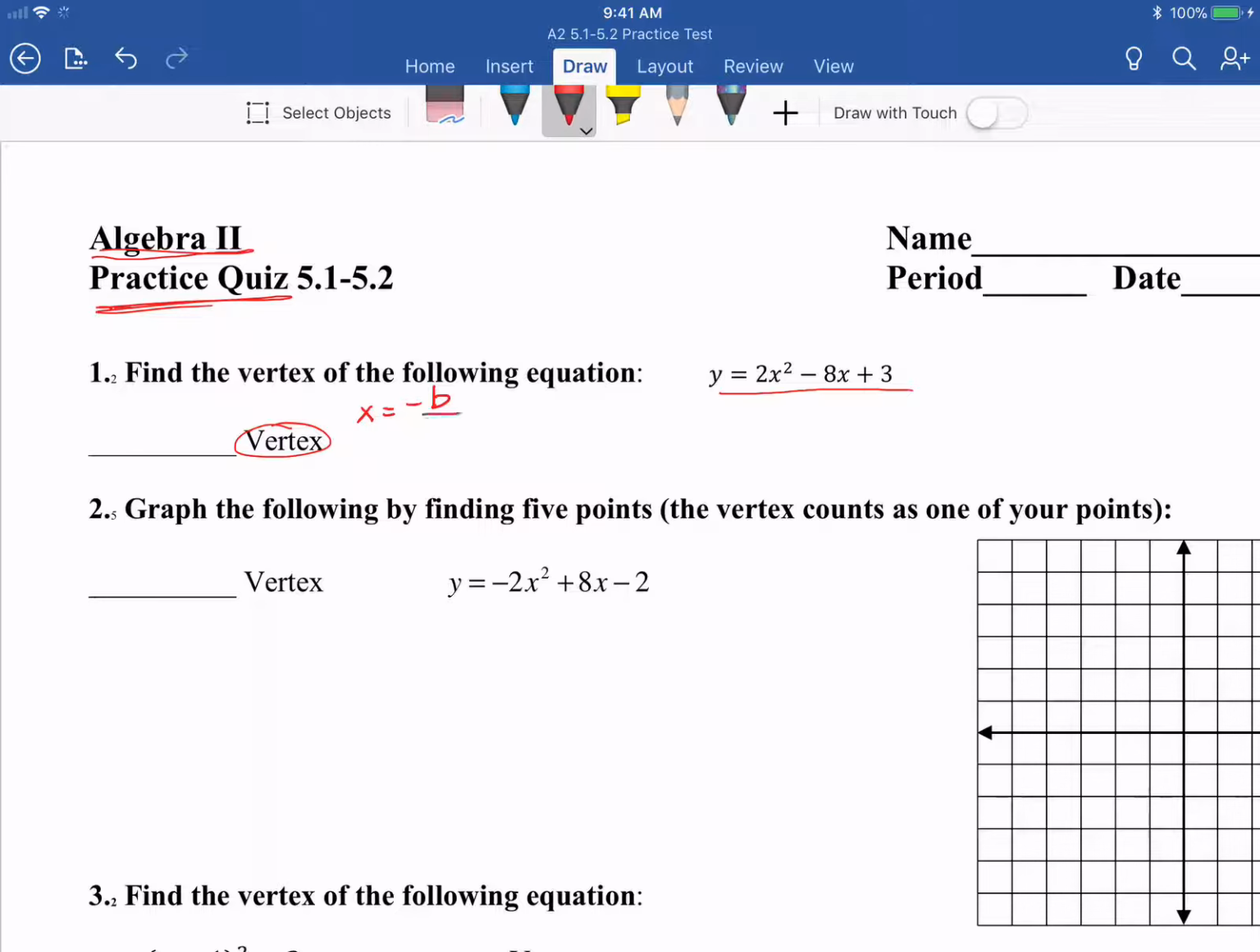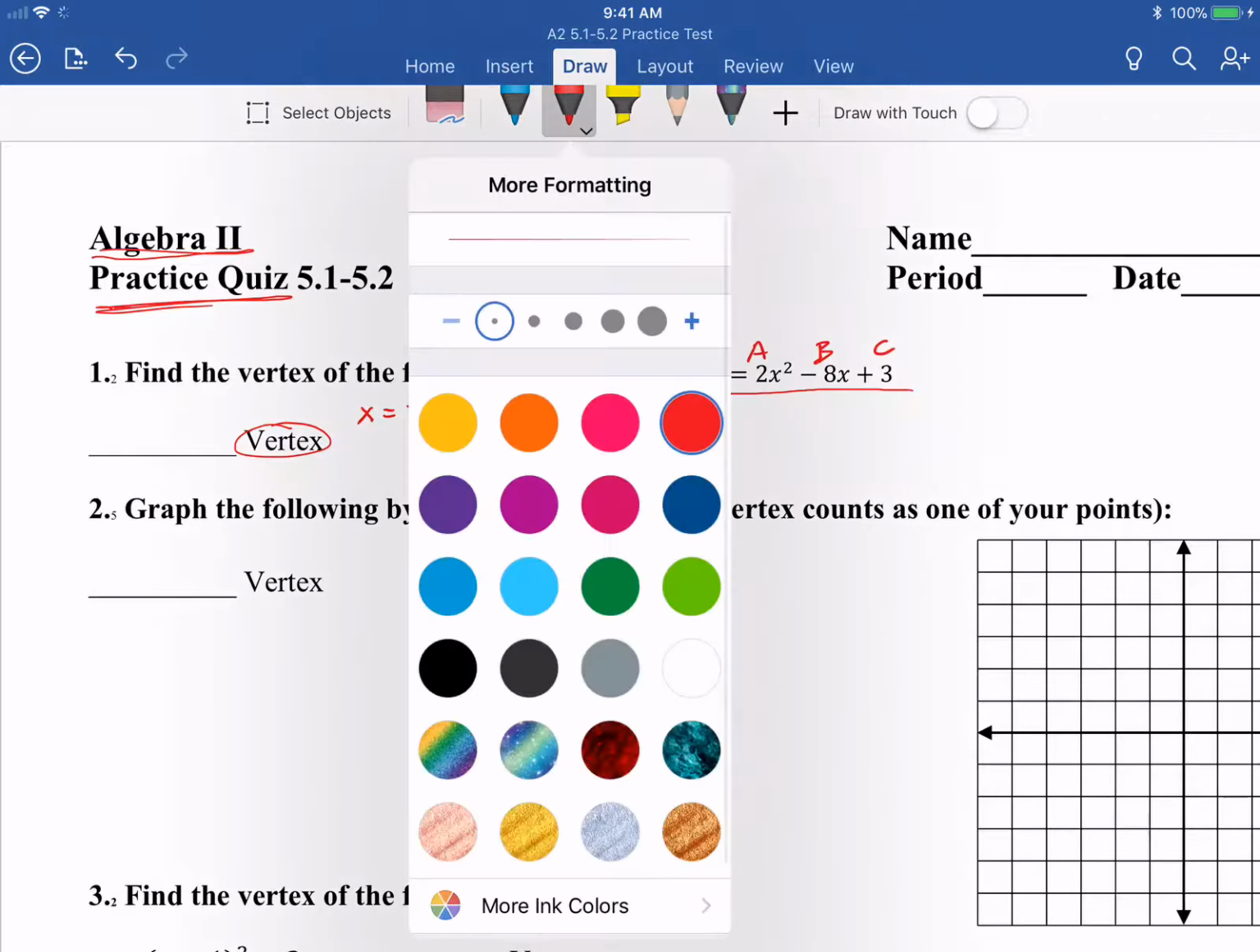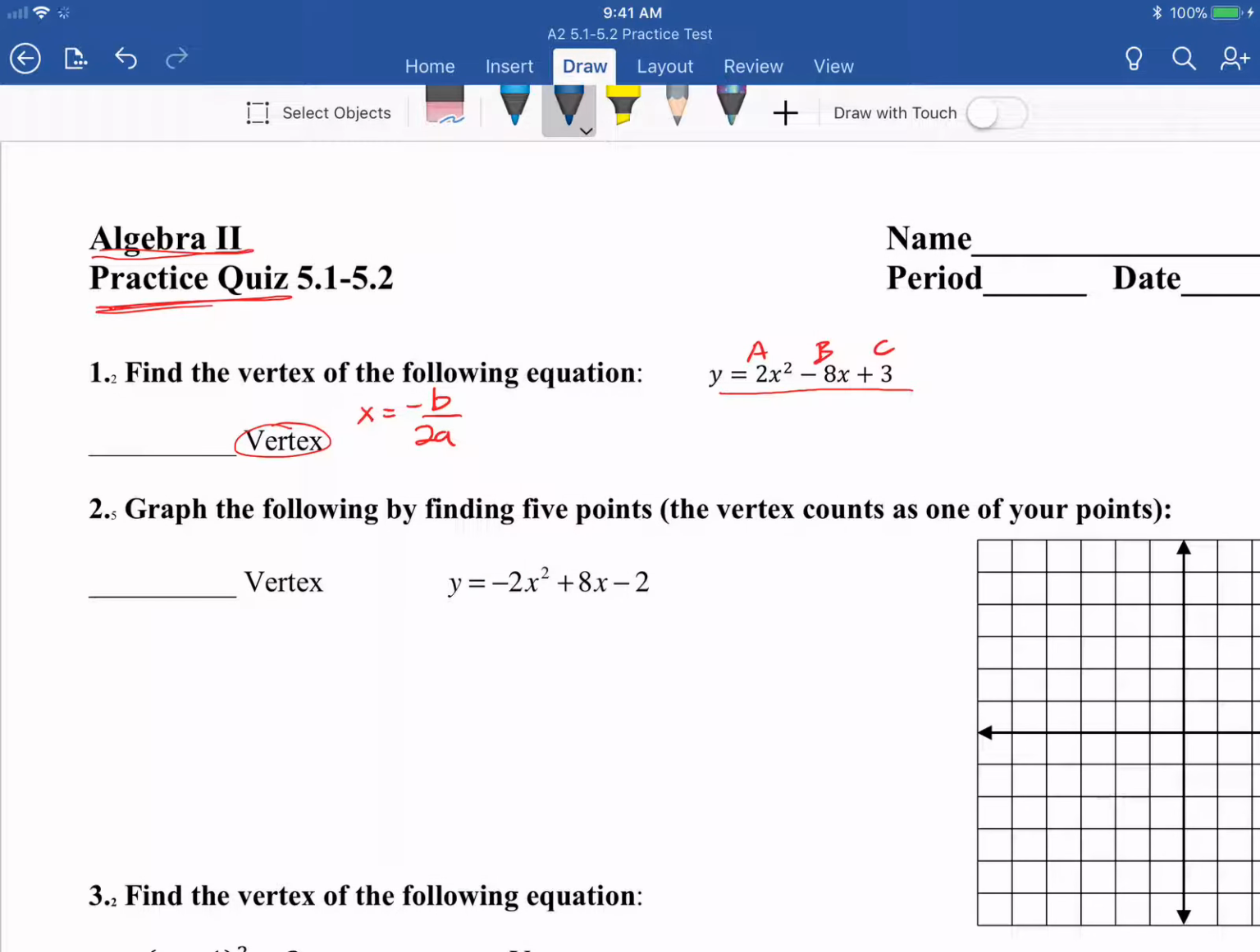x equals the opposite of b over 2a. So I know that my a is 2, my b is -8, and my c is 3. If I plug this into the equation, I get the opposite of my b, which is +8, over 2 times 2. So now I have 8 over 4, which is 2. So I know that my x value of the vertex is 2.